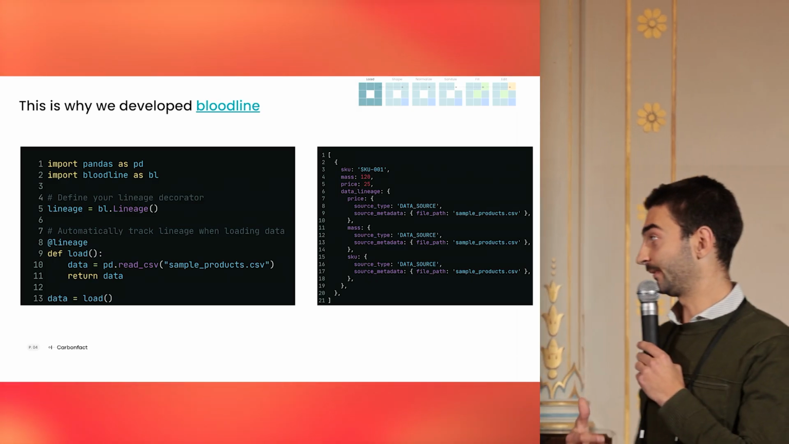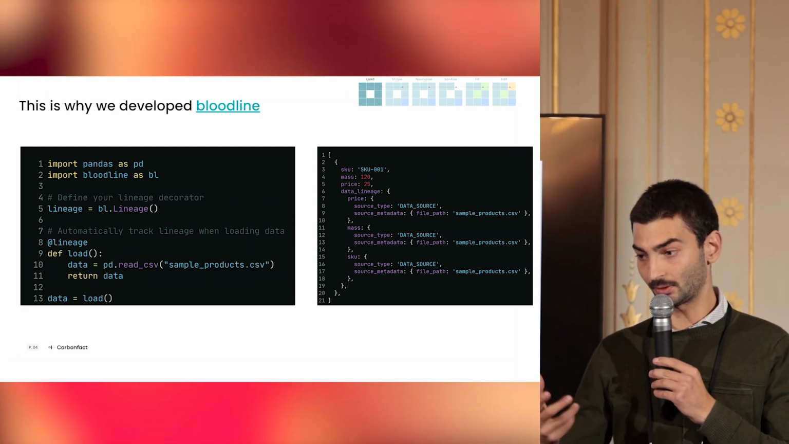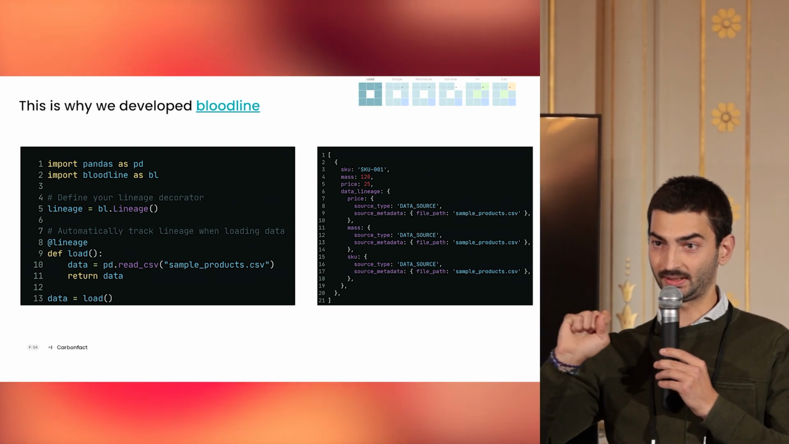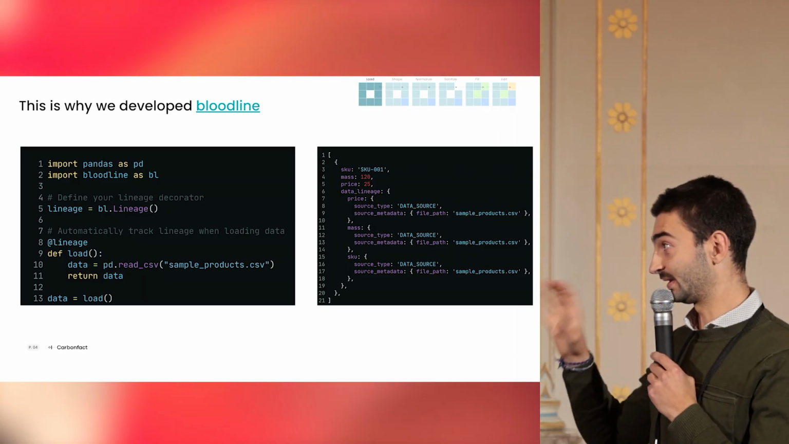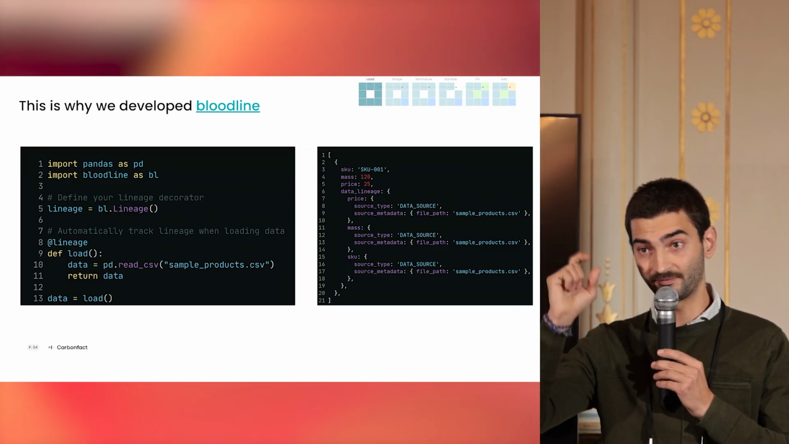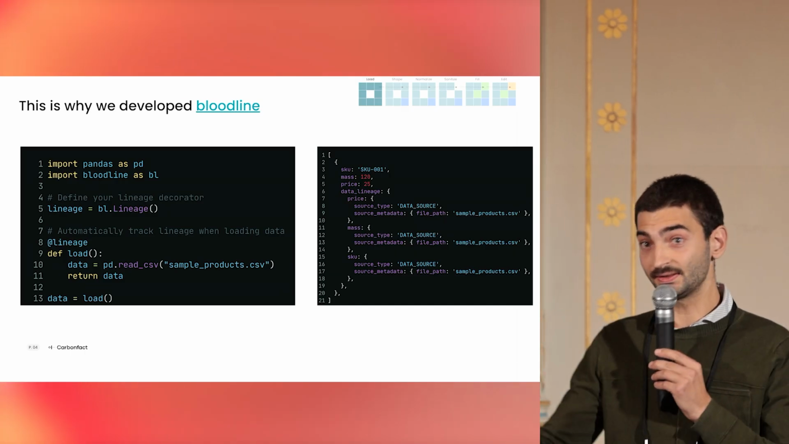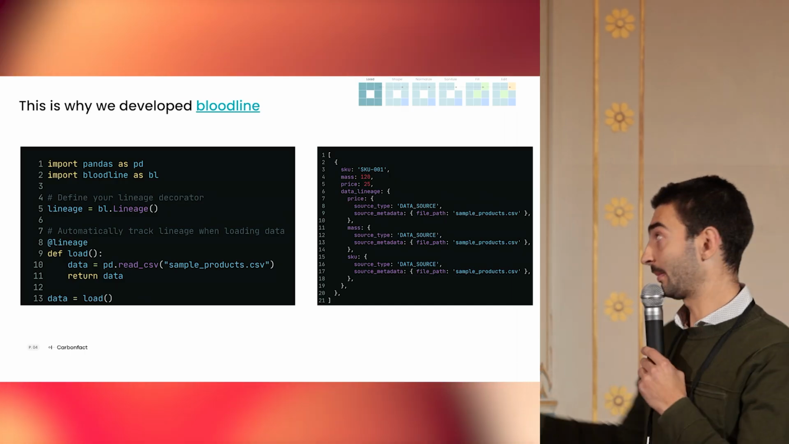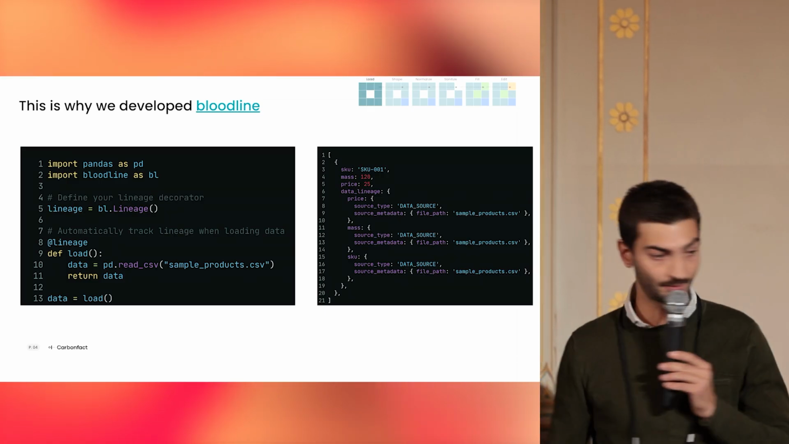In the context of Carbonfact, this is important because most of the brands we work with are not going to do a direct connection to a database. Generally, they're going to send us a lot of files, for example on product series. And so we also need to help them understand where the data comes from. So this is one of the uses we have with bloodline.